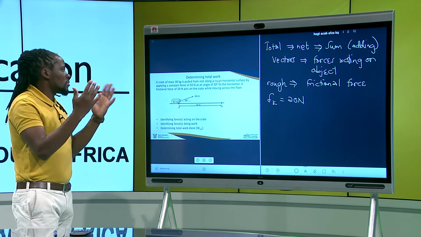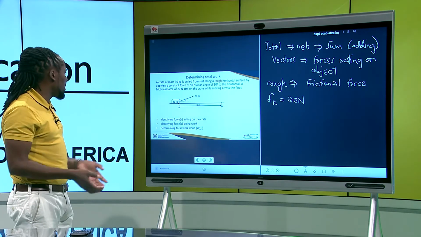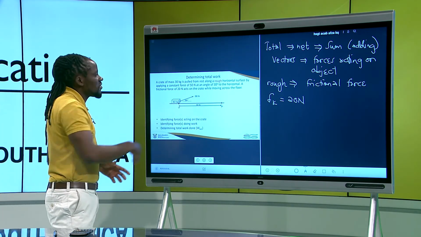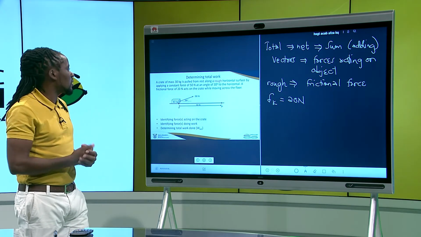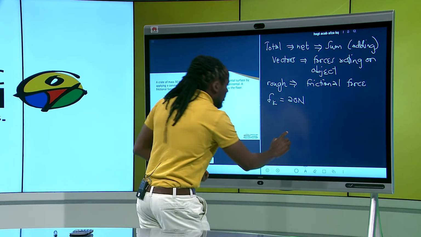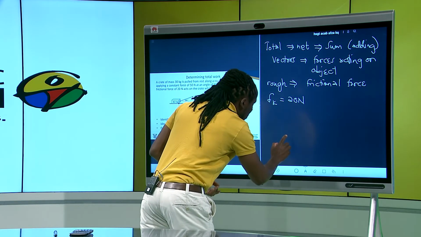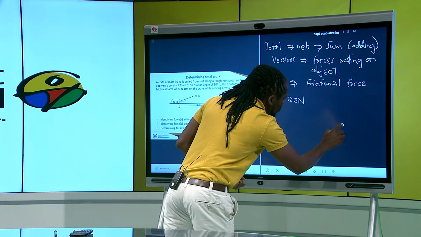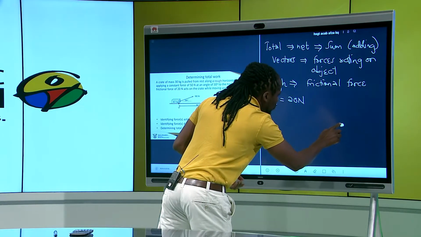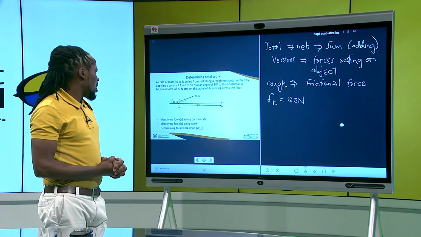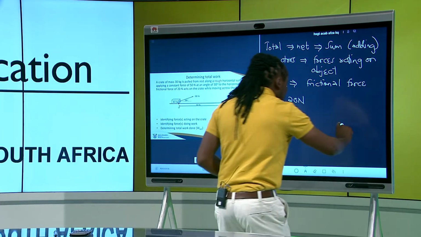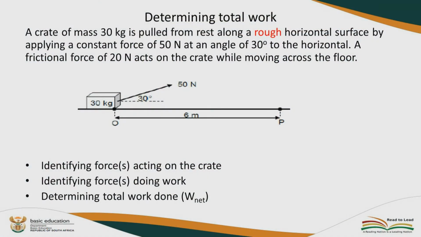Now, this is the procedure generally for determining total work. We want to identify all the forces acting on the object, on the crate. A free body diagram, or it could be a force diagram. Be careful of the differences between the two. In this case, we'll choose a free body diagram because it's the most common one. We've got the applied force of 50 newtons at an angle of 30 degrees to the horizontal.